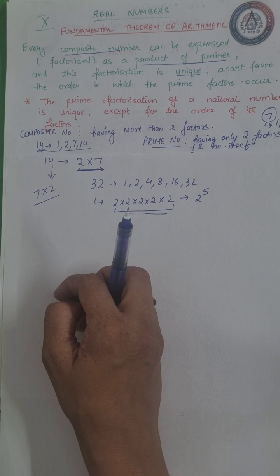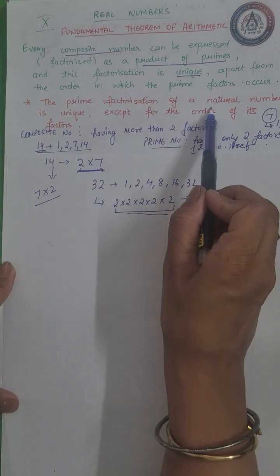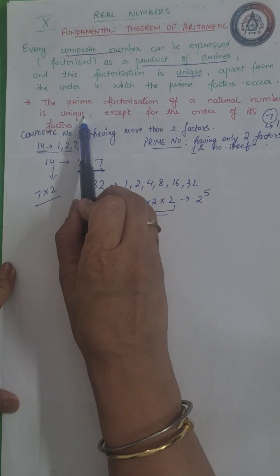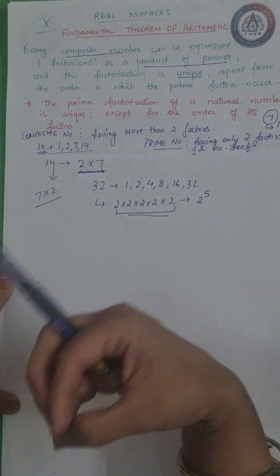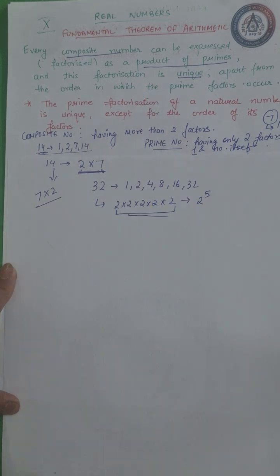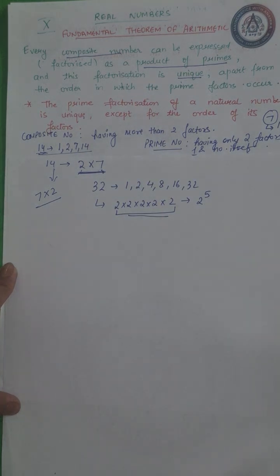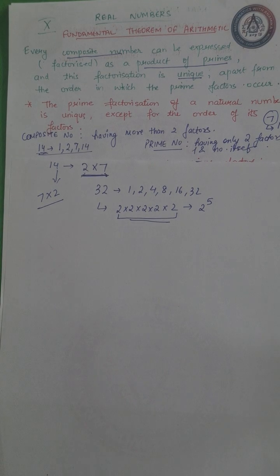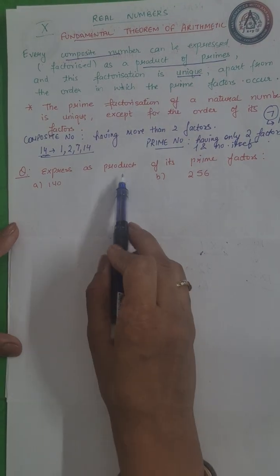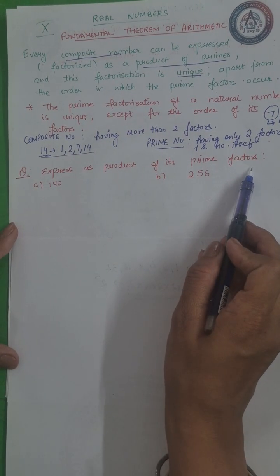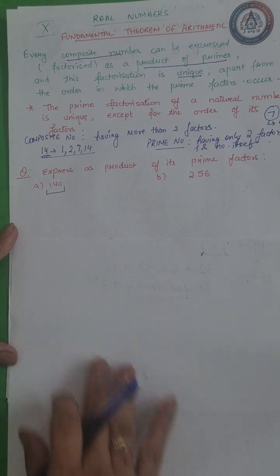One more thing that you have to remember is that the prime factorization of any natural number is unique except for the order of its factors. This is another way of stating this theorem. Now we are going to start with the questions related to it. My first question says express as a product of its prime factors. The first question is 140.